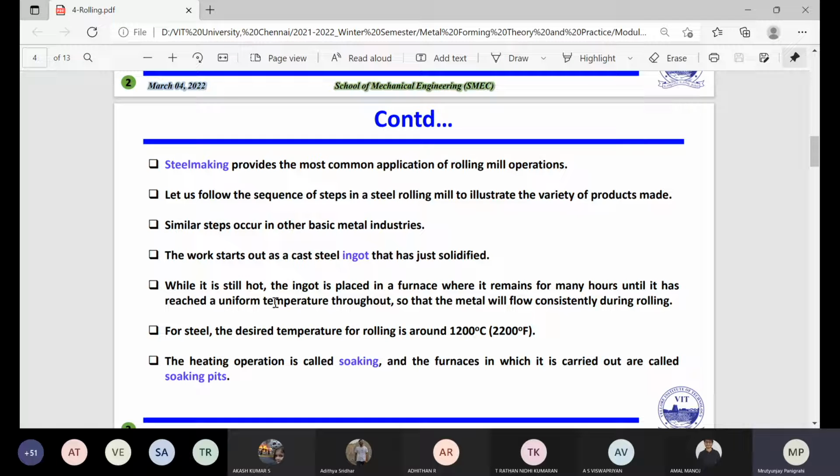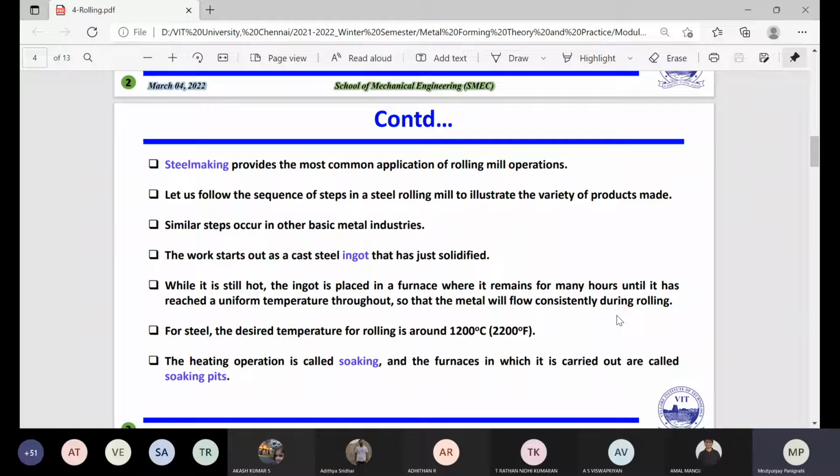While it is still hot, the ingot is placed in a furnace where it remains for many hours. You have to keep it in the furnace for a longer time until it has reached a uniform temperature, because you are not keeping a small piece, you are keeping a very big piece. You may have to keep it for 2 hours, 3 hours, or maybe 10 hours, to make the temperature uniform everywhere in the sample, so that the metal will flow consistently during rolling.